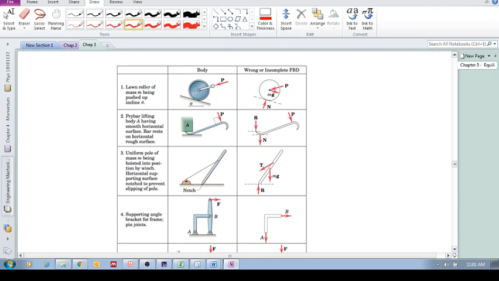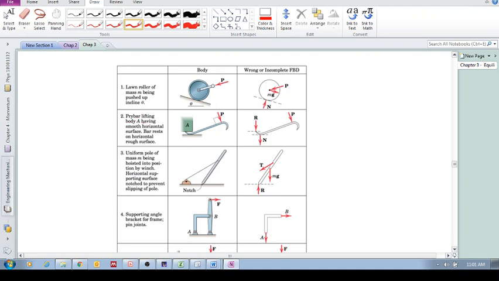So here we have a lawn roller of mass M being pushed up an incline, so it's going up. What does the free body diagram look like? Well, we've got the force P, and what's happening with this mg? That needs to go down, right? So this mg is wrong. It needs to point to the center, right down. And then this incline, it doesn't say whether this is smooth or rough, but if we assume that it's smooth, then there's only a normal force. If it was rough, then there would also need to be a frictional force. But it doesn't say here. The main problem here is this mg needs to be pointing down.